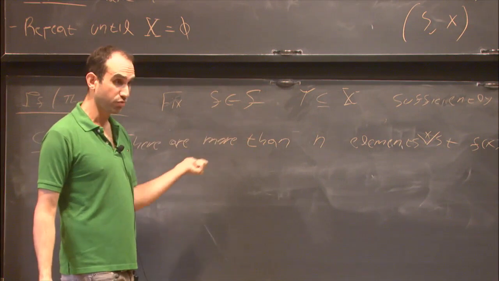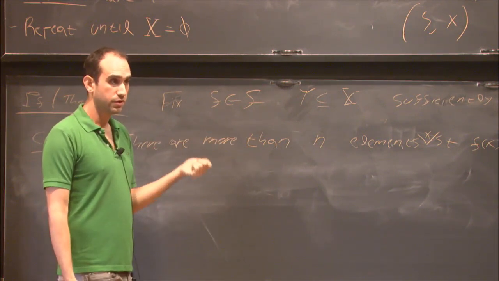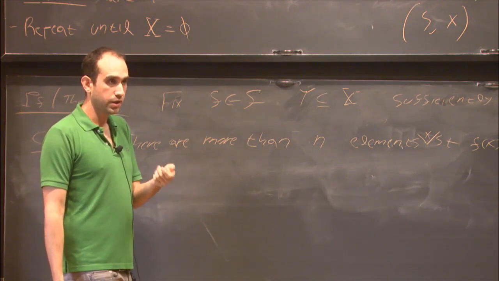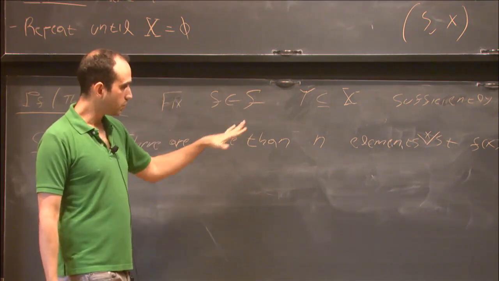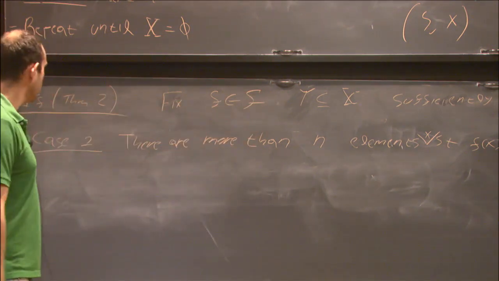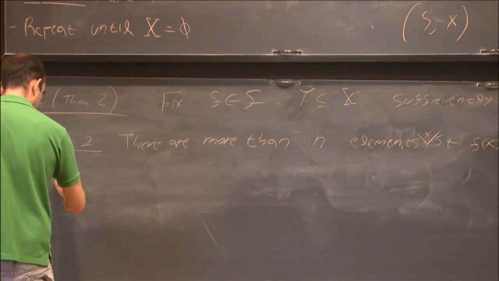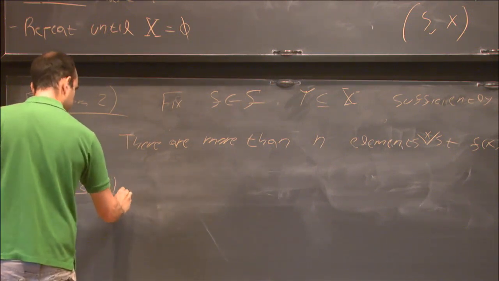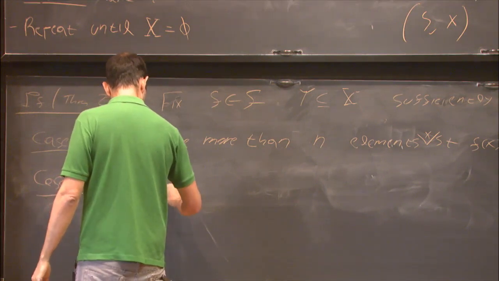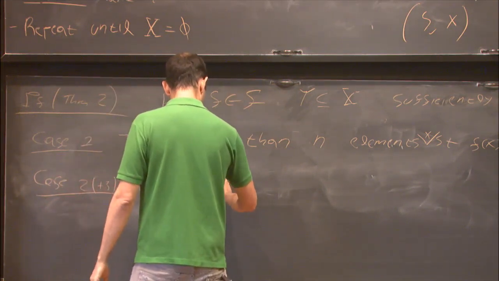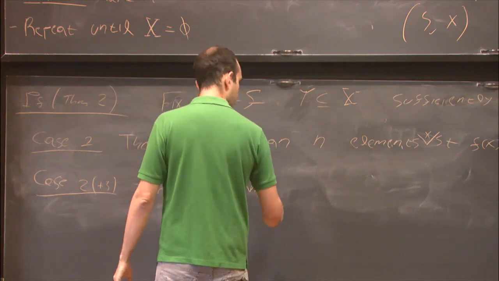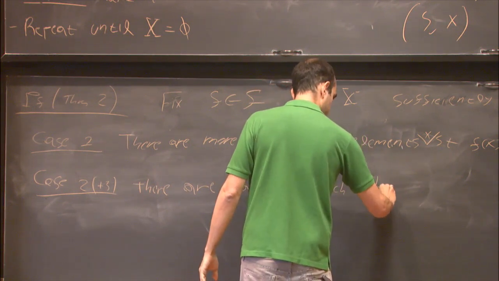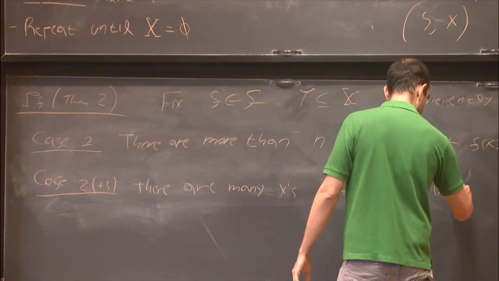Why? If there are more than n elements, n is the dimension, in which f is 0, then there is some linear dependency there. And right, that was the first inference rule. So let's assume that this set has less than n, otherwise we are done. So case 2, so there are 3 cases, but the 2 other cases are symmetric. Case 2, there are many x's such that f of x is greater than 0.